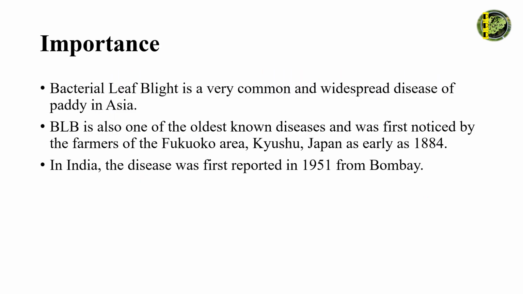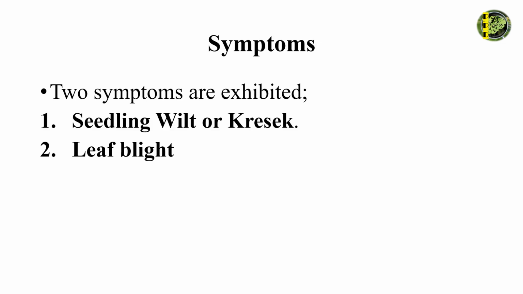Bacterial leaf blight is a very common and widespread disease of rice in all rice-growing countries of Asia. It is also one of the oldest known diseases and was first reported and noticed by the farmers of the Fukuoka area, Kyushu, Japan, as early as in the year 1884. In India, this particular disease was first reported in 1951 from Bombay.